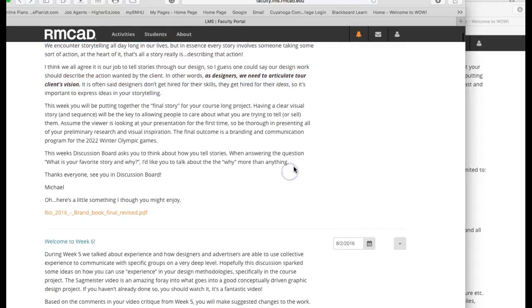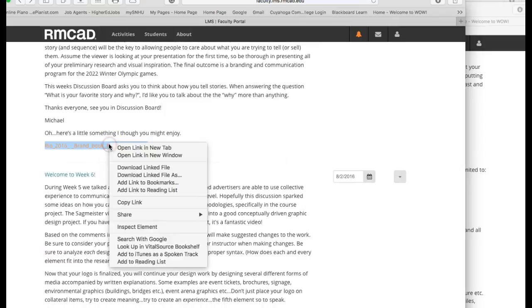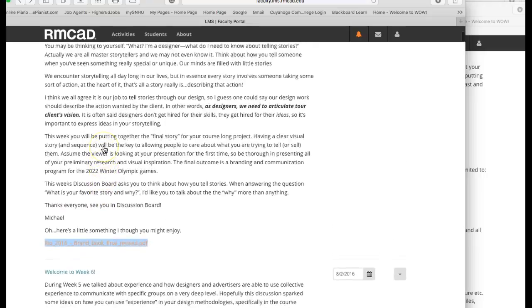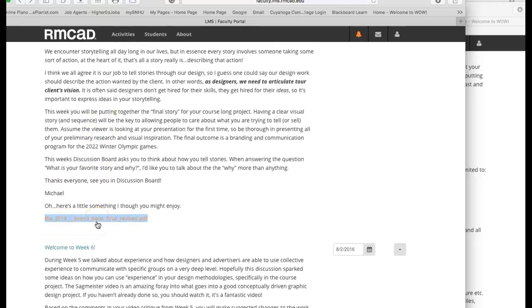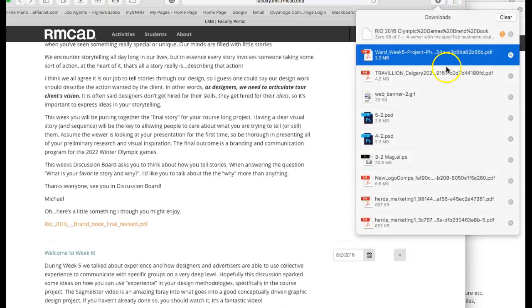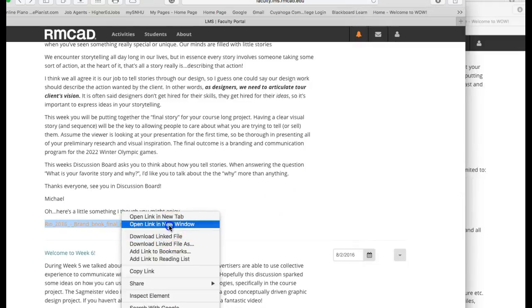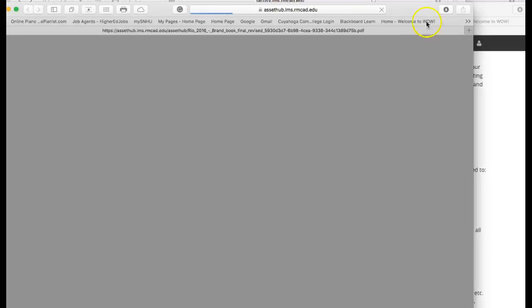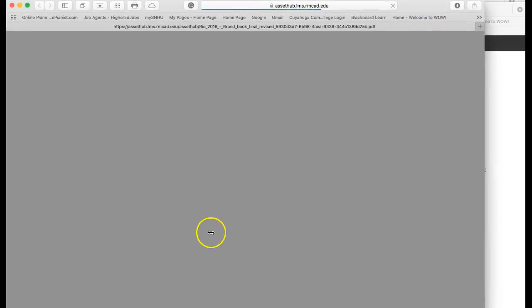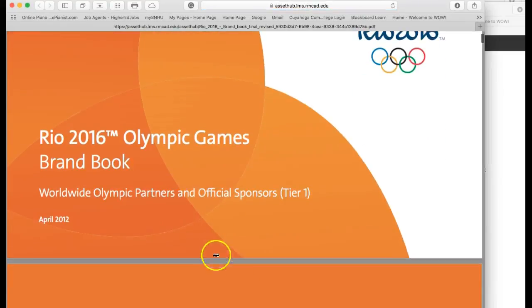And then today I have another special surprise for you guys. I really want you guys to look at this. Those of you who have already seen it, awesome. Those of you who have not, this is the Rio Olympics, the present Olympics right now in Brazil. This is the brand book. I don't know if this is the official brand book, to be completely honest with you. But let's open this link in a new window, and you'll see how awesome this is when it opens. You can use this for your research, please. Use it for inspiration.